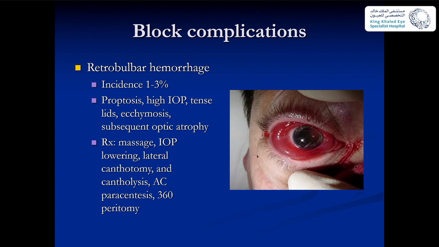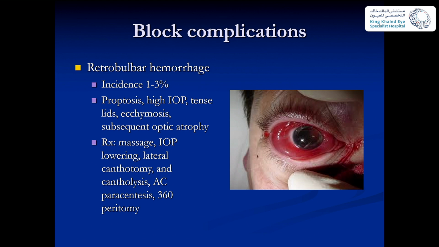So the first block complication is retrobulbar hemorrhage or peribulbar hemorrhage. Incidence is 1 to 3%, mostly occurring in patients who have bleeding diatheses or are on anticoagulants. So what happens if retrobulbar or peribulbar hemorrhage occurs? There will be proptosis, or bulging of the eye forward.